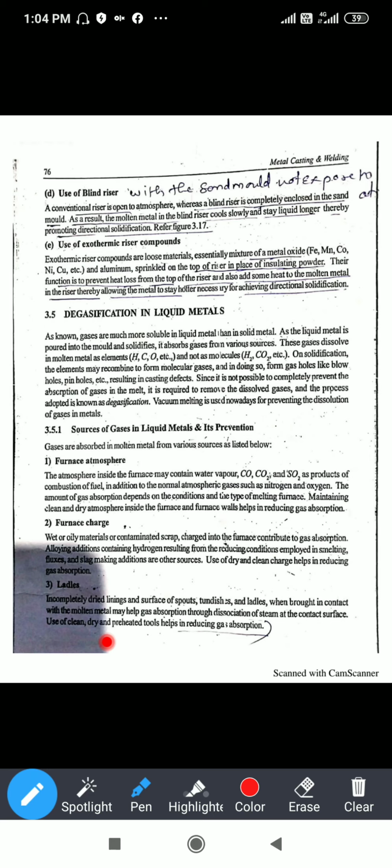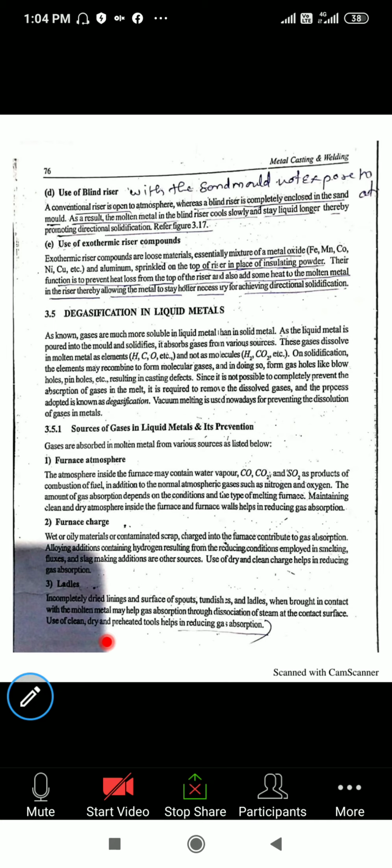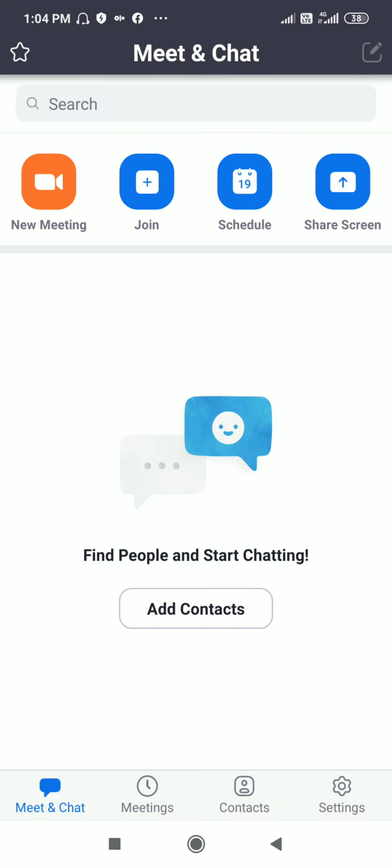These types of blind risers are used for the directional solidification, so that the solidification rate in that riser liquid can be reduced over there. If the solidification rate of the riser is reduced, finish.